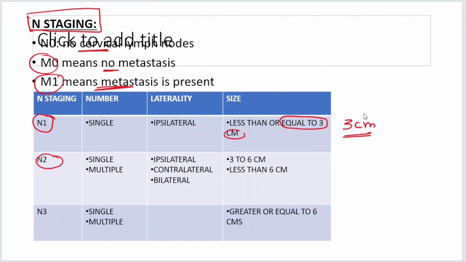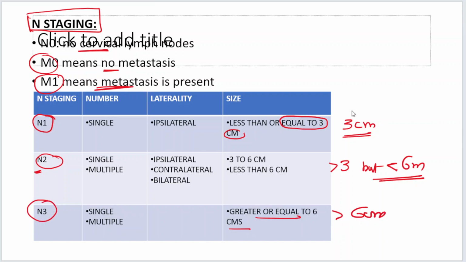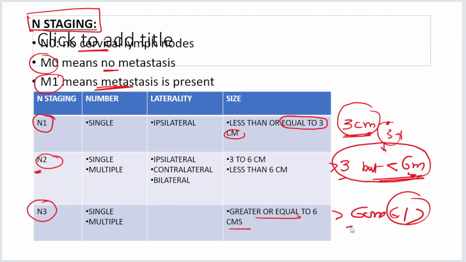N1, it is equal to or less than 3 centimeters. N2, it is greater than 3 centimeter but less than 6 centimeter. As long as it is less than 6 centimeter, it is N2. Once it is greater than or equal to 6 centimeter, it is N3. You cannot say 3 to 6 because 3 comes under N1, 3.1 comes under N2, right? Greater than 3 but less than 6. Greater than 6.1 is N3.